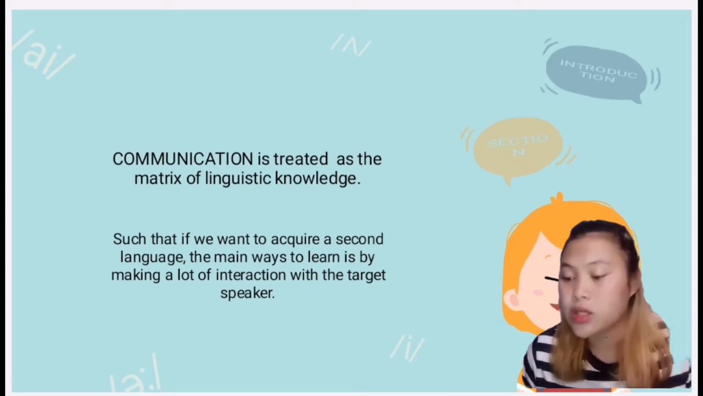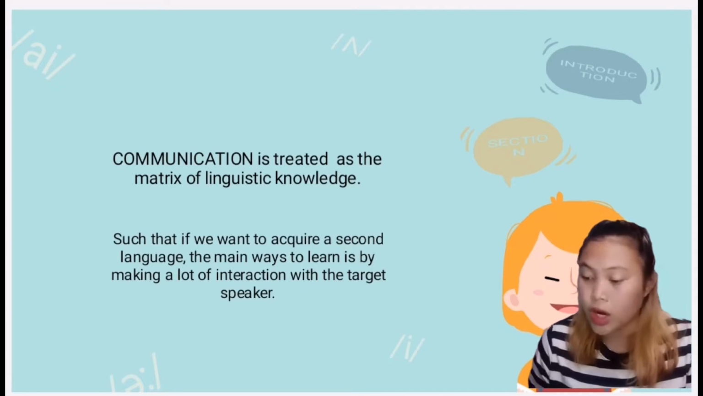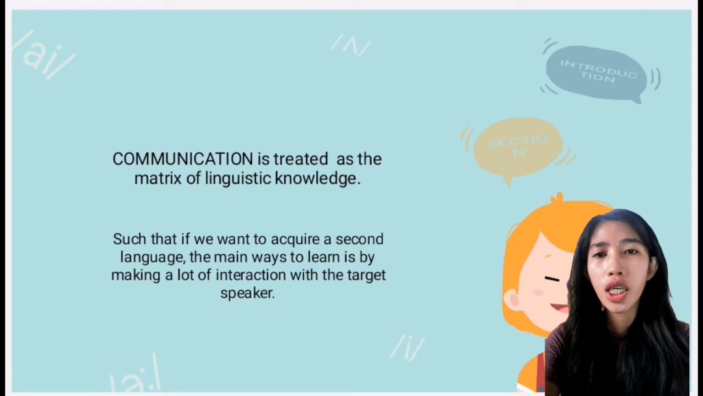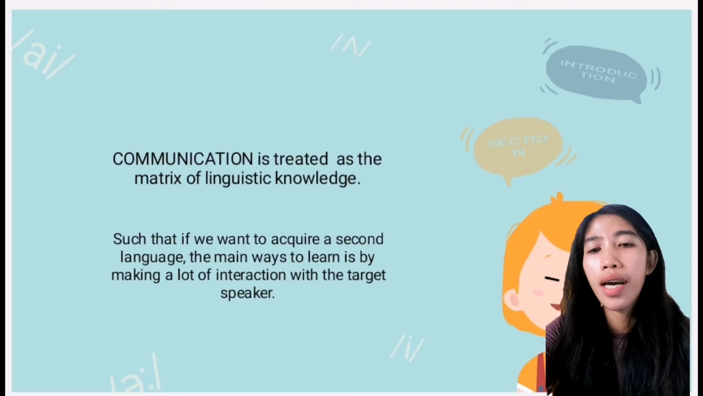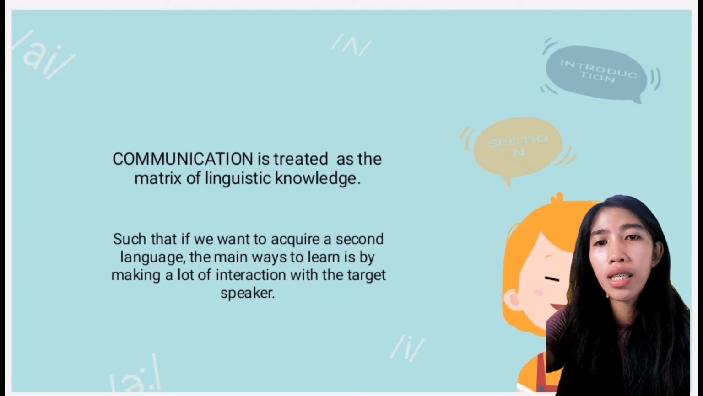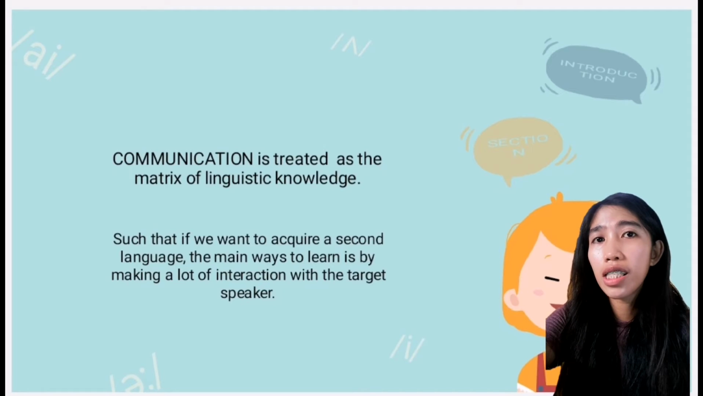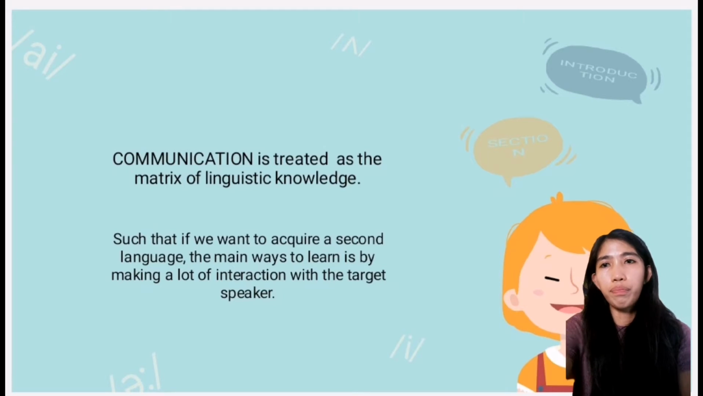Communication is treated as the matrix of linguistic knowledge, such that if we want to acquire a second language, the main way to learn is by making a lot of interaction with the target speaker. Communication is the matrix of linguistic knowledge, which means by communicating, we can develop our linguistic knowledge. If you want to learn to speak English, which is our second language, you need to communicate with a target speaker who speaks English, so that you can learn and enhance your English speaking skills.